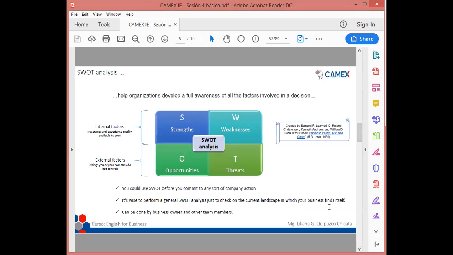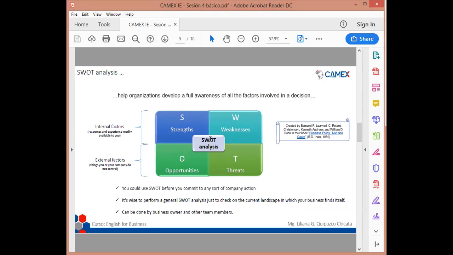So now, this is how you do a SWOT analysis. You can write first strengths, then your weaknesses, then your opportunities, and finally your threats. In this case, in the middle will be the word SWOT analysis for the case that you are studying. Now, a SWOT analysis will help the organizations to develop an awareness on all the factors that are involved in a decision. So, if you're going to make a decision, you should make a SWOT analysis in order to have a full awareness of what's happening around you.